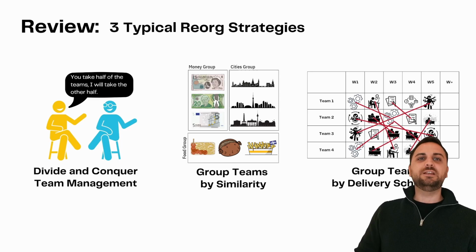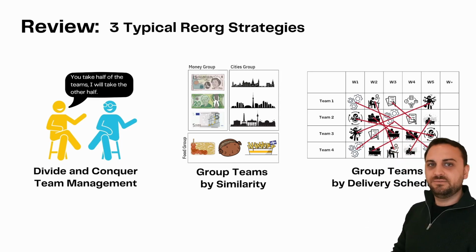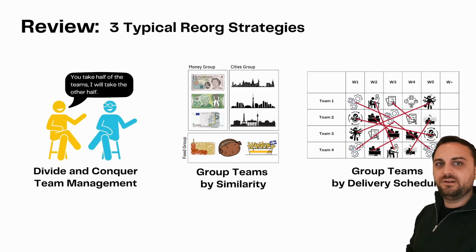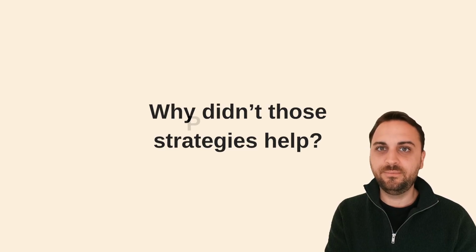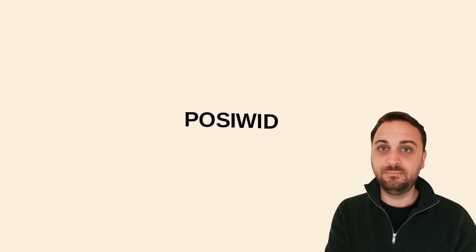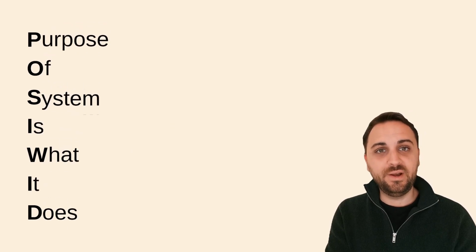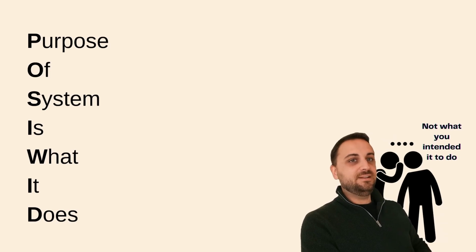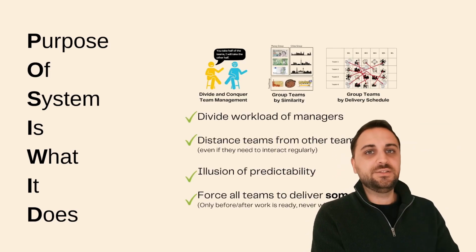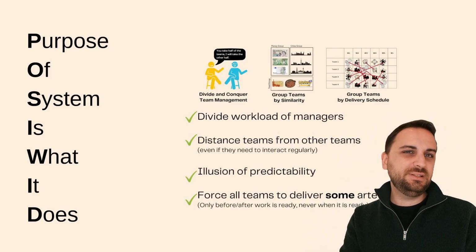So let's think about this, right? We had 3 strategies: divide and conquer, group teams by similarity, and group teams by delivery schedule. Why didn't those strategies help? POSIWID: the purpose of a system is what it does, not what you intended it to do. Right? So what did we do? What did the system do for us?